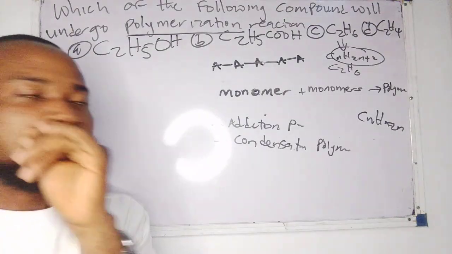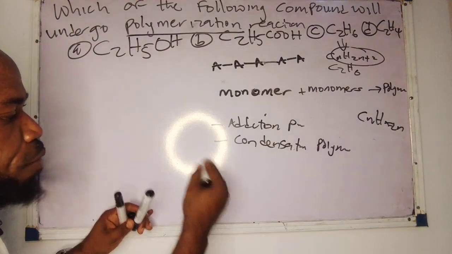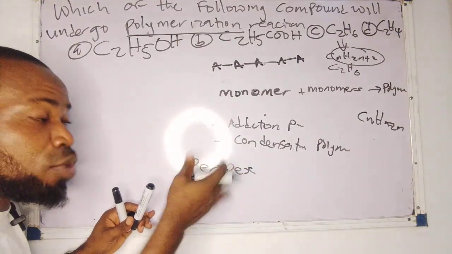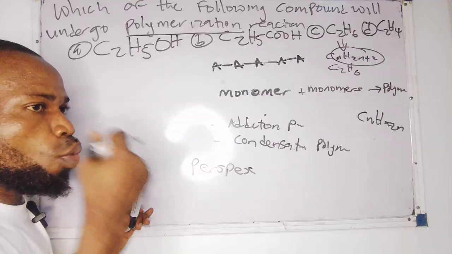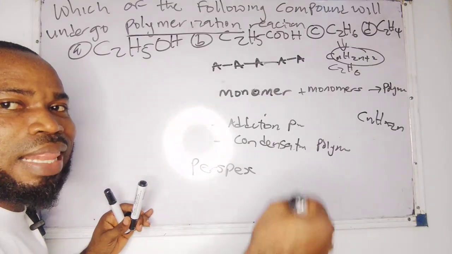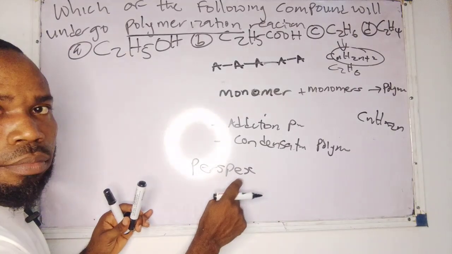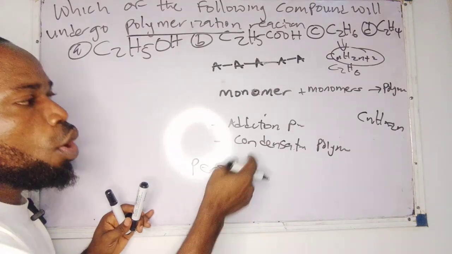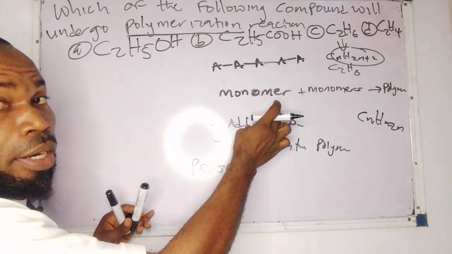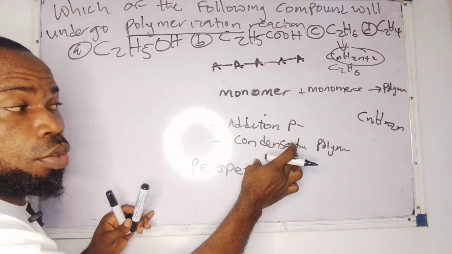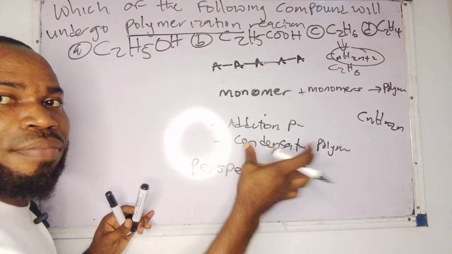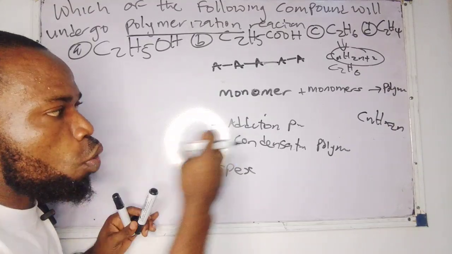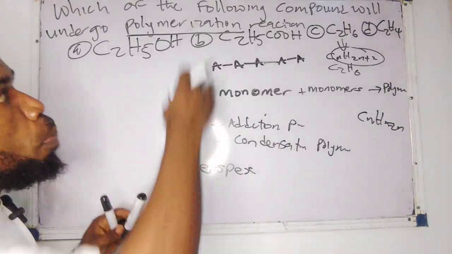Now look at the spelling of perspex for knowledge sake, very fast. The question on perspex has been out. They brought it out several times. They will ask which of the following polymers has a glass-like appearance. This one has a glass-like appearance. Now you know the difference between addition polymerization and condensation polymerization. Examples of condensation polymers are nylon and terylene. So all these you should know when it comes to polymerization reaction.